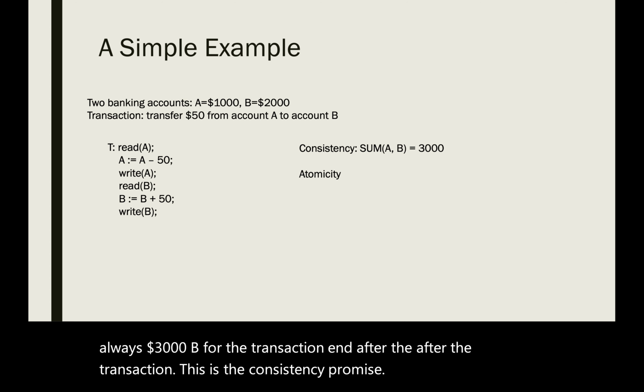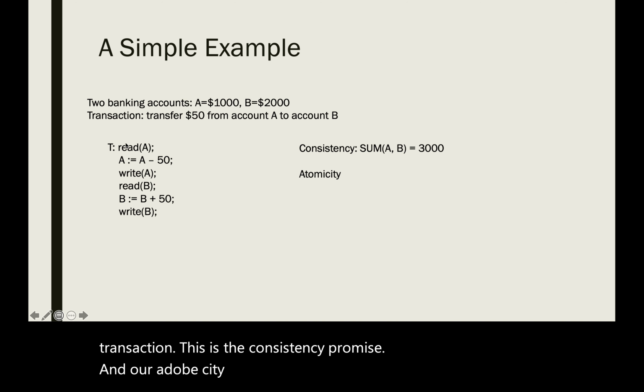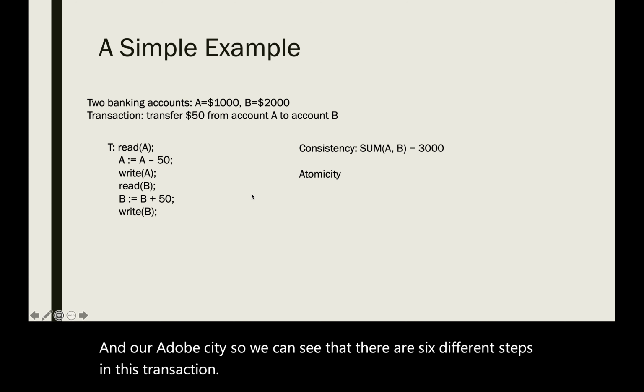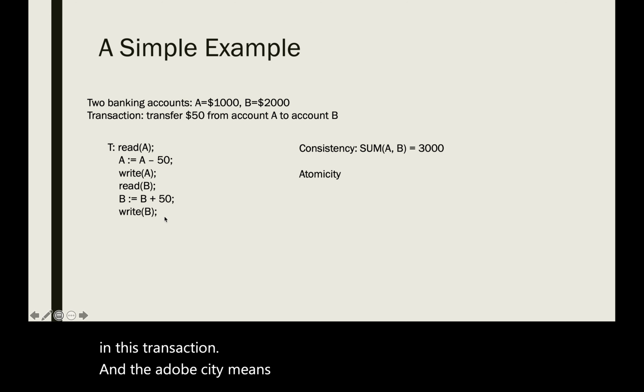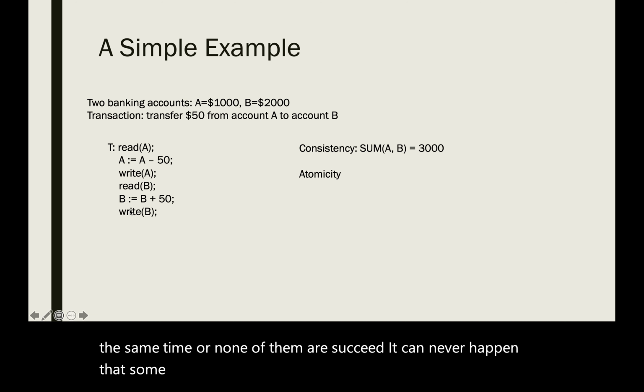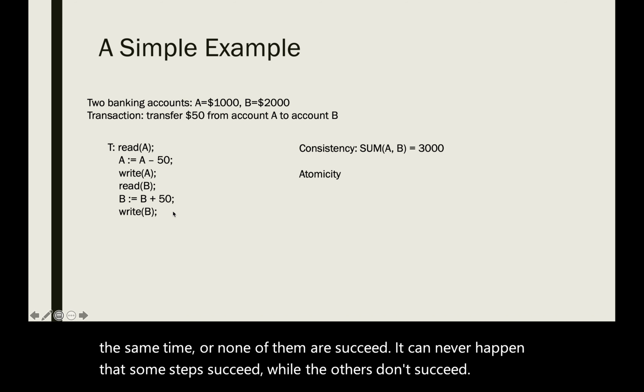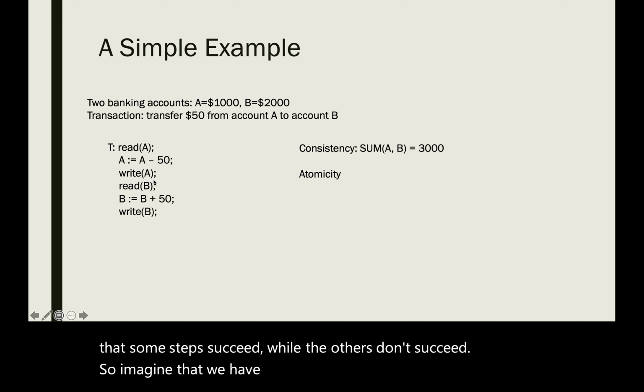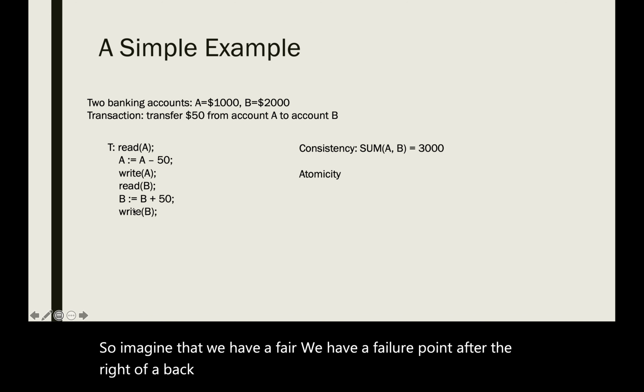And atomicity. We can see that there are 6 different steps in this transaction. Atomicity means that all the 6 steps should succeed at the same time, or none of them succeed. It can never happen that some steps succeed while the others don't. So imagine that we have a failure point after the write of A back to the database system and before the write of B to the database system.